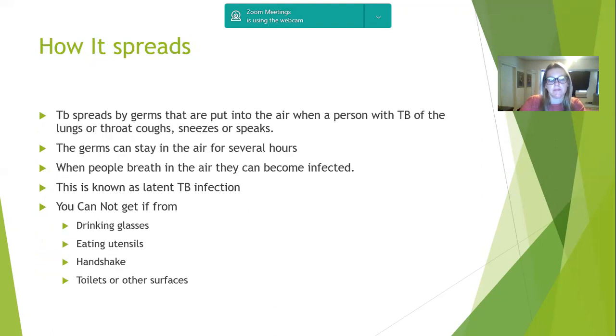How it spreads. TB spreads by germs that are put into the air when a person with TB of the lungs or throat coughs, sneezes, or speaks. The germs can stay in the air for several hours. When people breathe in the germ-infected air, that is how they become infected. This is known as a latent TB infection. You cannot get it from drinking glasses, eating utensils, a handshake, toilets, or other surfaces.